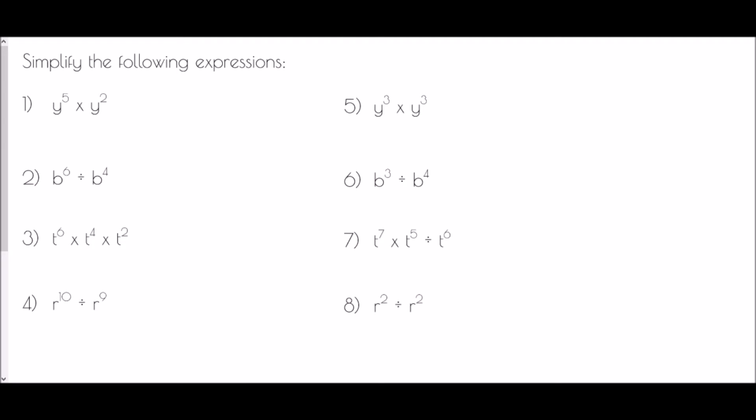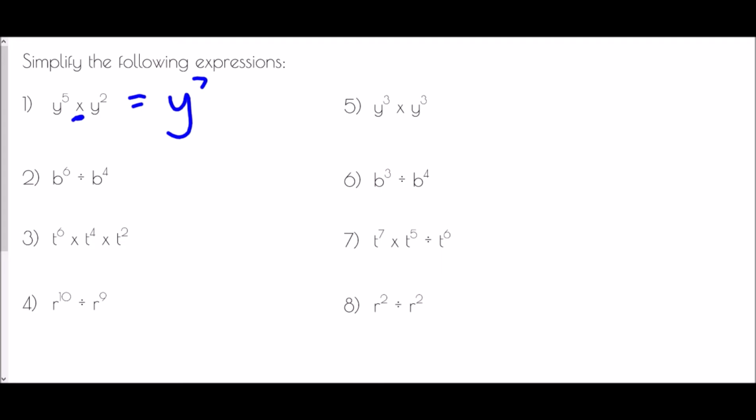We're not going to write these out in full like we've just done for the examples. We're just going to try and use our laws of indices to get the answers straight out. So in the first question we have y to the power of 5 times y to the power of 2. So this is a multiplication. If we are multiplying with powers, we add the powers together. And so in this case, the base of y will remain the same, but the power is going to be 5 plus 2, it's going to be 7. So y to the power of 7.